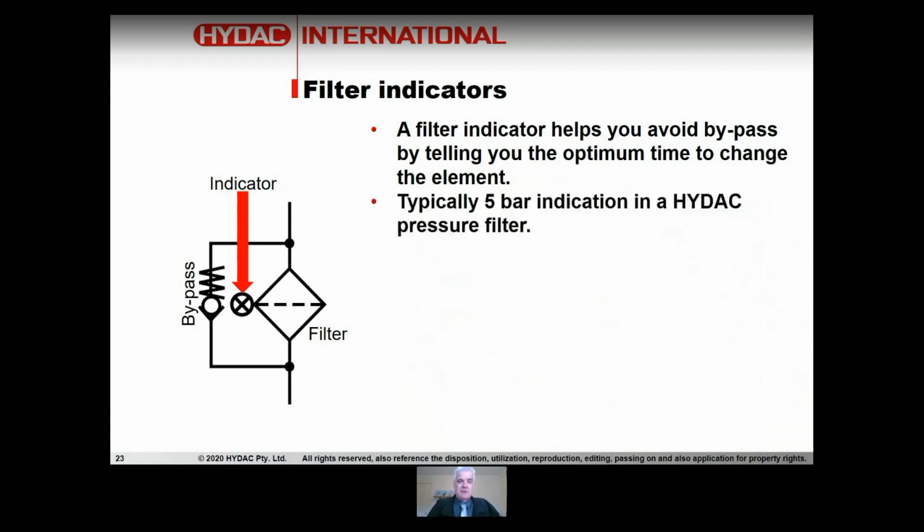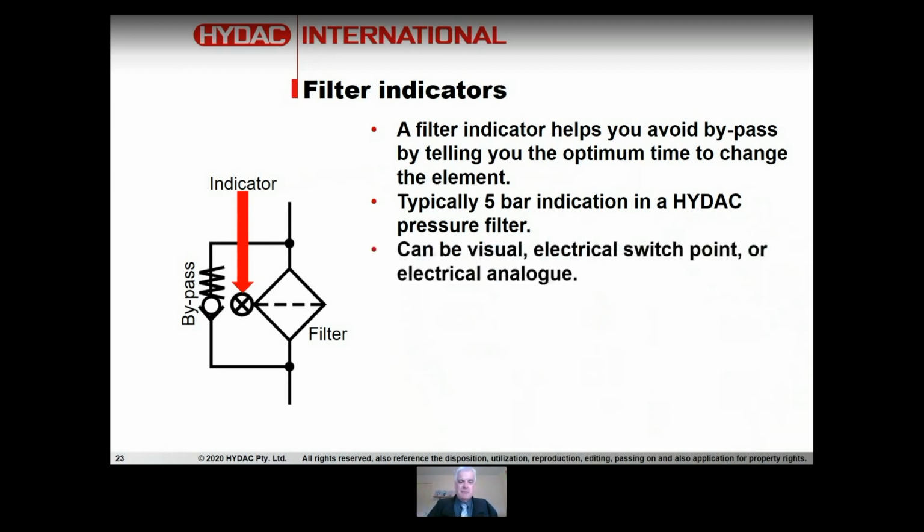So the indicator is typically 5 bar on a HYTALK pressure filter range. Bear in mind, of course, the bypass from the standard one was 6 bar. So there's a clear window there of indication before bypass. So the indicator can be visual, electrical, with a switch point that gives you a signal when it's time to change it, or an electrical analog. And the electrical analog is, of course, going to tell you what the differential pressure is. So you can read that on a machine interface and make some decisions from there.